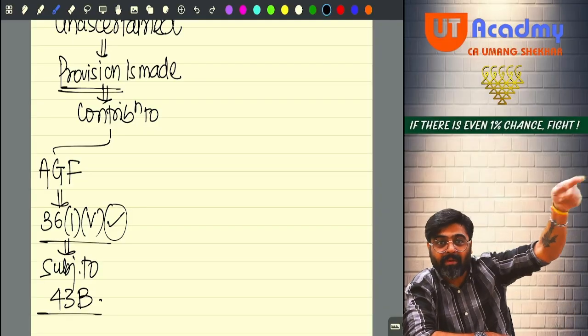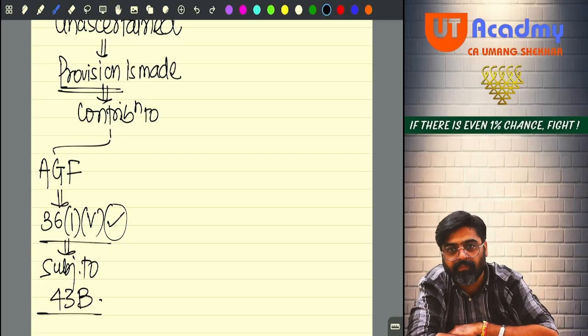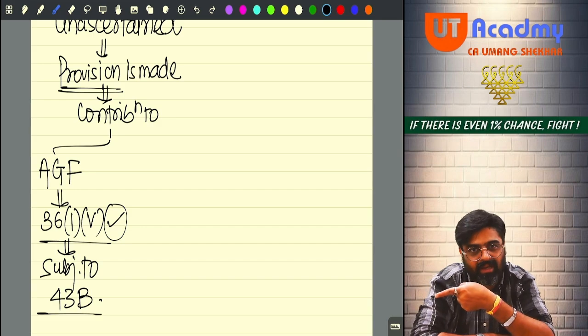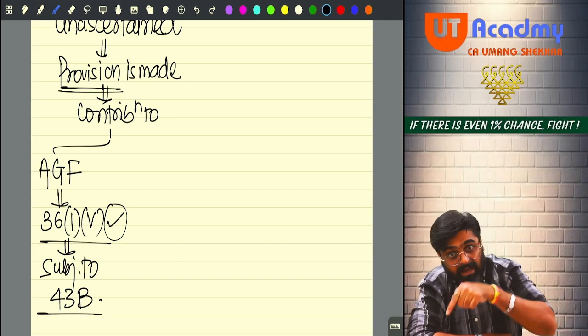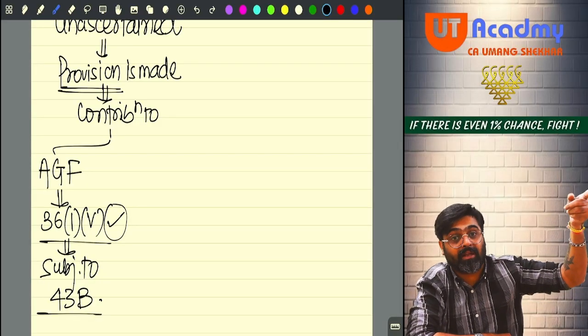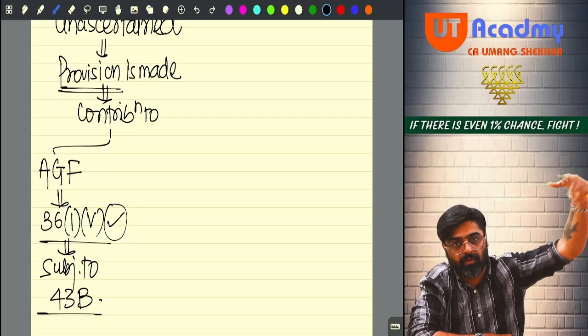You take it right now. At the time of making the payment, we are not going to allow you, because it is coming out of your approved gratuity fund. Whatever amount was there in the approved gratuity fund, we have already given the deduction for that amount. Now later on, if this amount is utilized to pay the gratuity, that gratuity which is paid out of this amount will not be treated as your expense at that time, and will be disallowed.